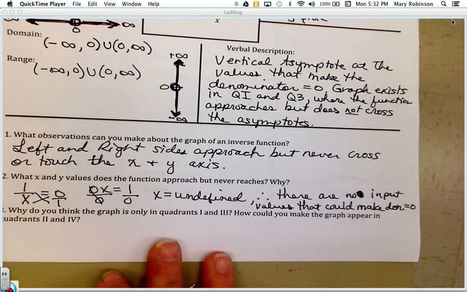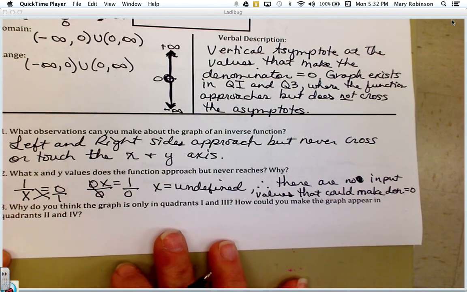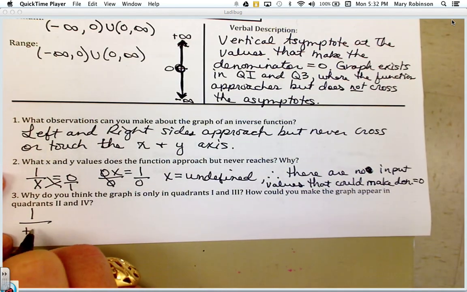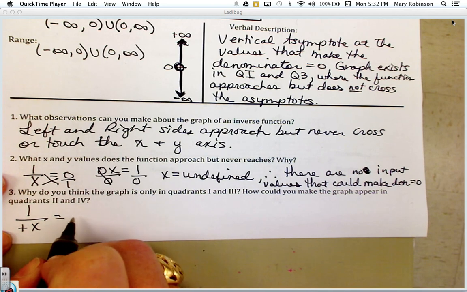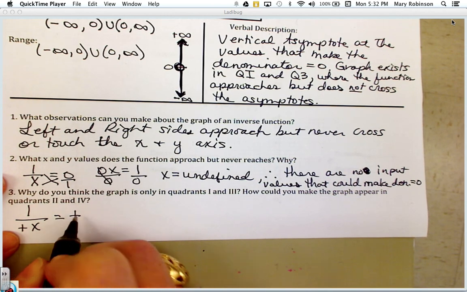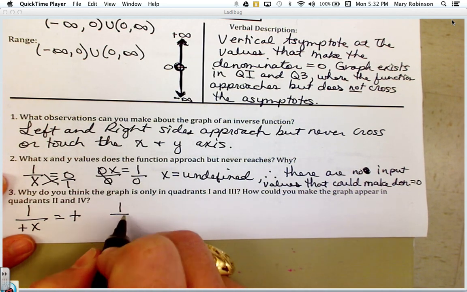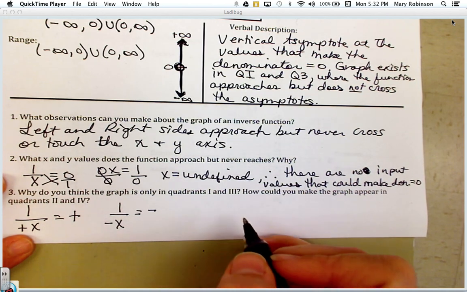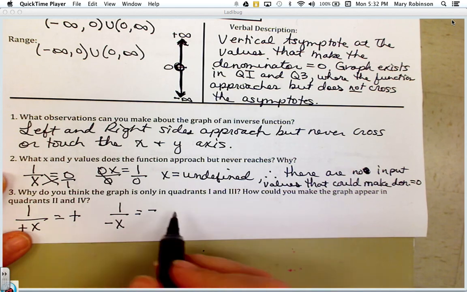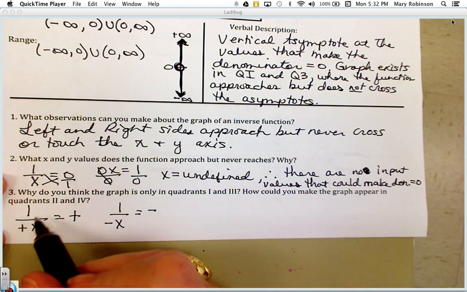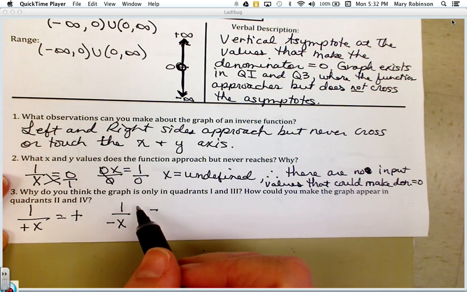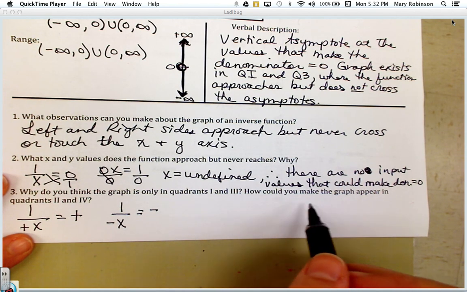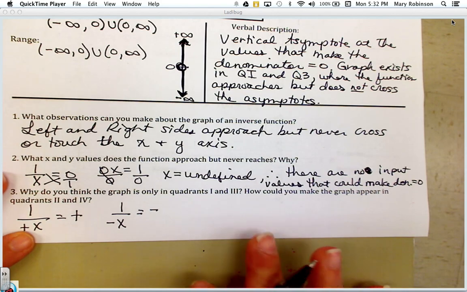Why do you think the graph is only in quadrants 1 and 3? If you think about it, for all positive input values that we put in for X, we got a positive Y. However, for the function 1 over X, if we put in a negative X value, we got a negative. Well, 1 divided by a positive is positive. 1 divided by a negative is negative. But then it does ask, how could you make the graph appear in quadrants 2 and 4?